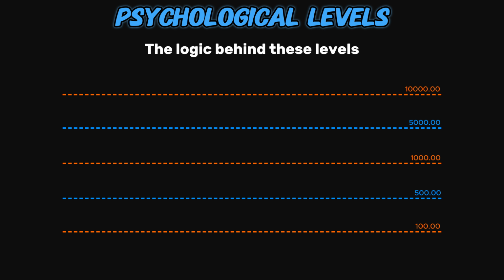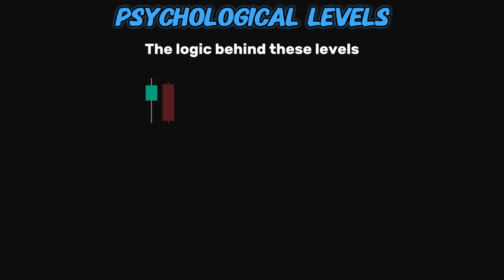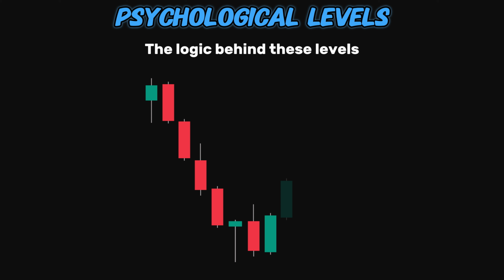Why? Because human psychology plays a big role in the markets. Many traders and algorithms alike tend to place buy and sell orders at these clean numbers, making them areas of high activity and potential volatility. The psychological levels indicator takes this concept and makes it visual. It automatically plots both major and minor rounded price levels on your chart, adapting in real time to the current price. This helps you quickly identify where price might find support or resistance.